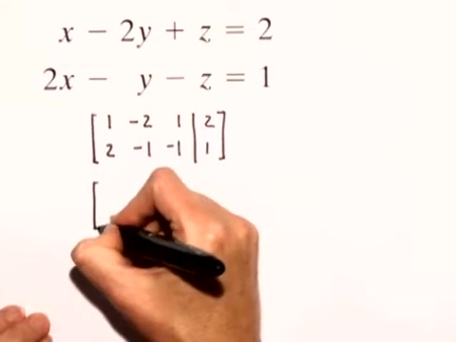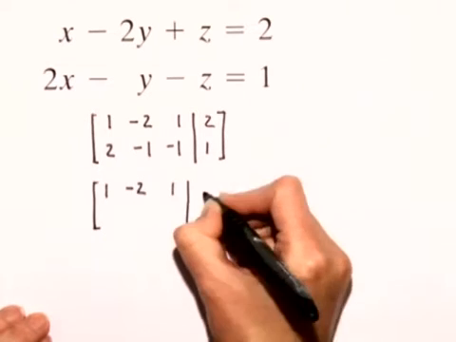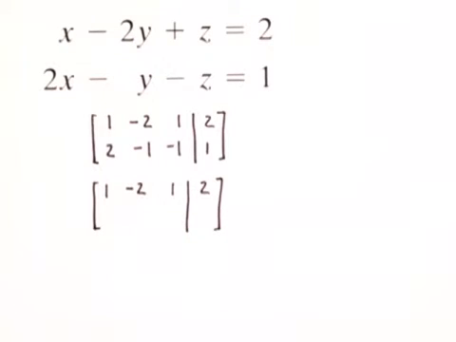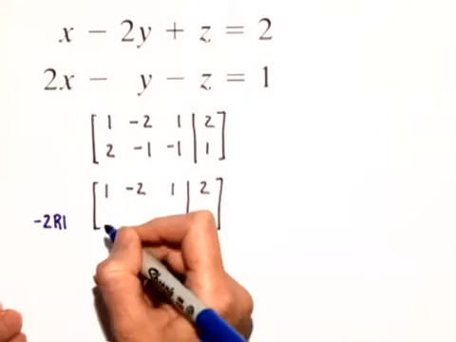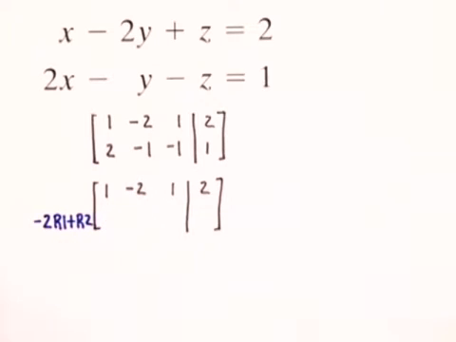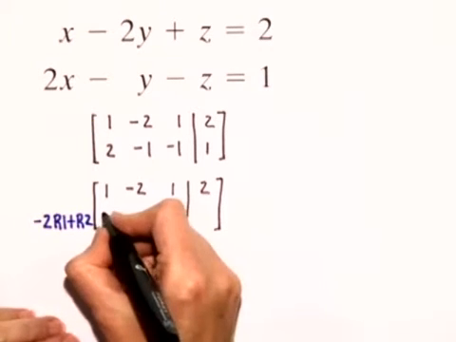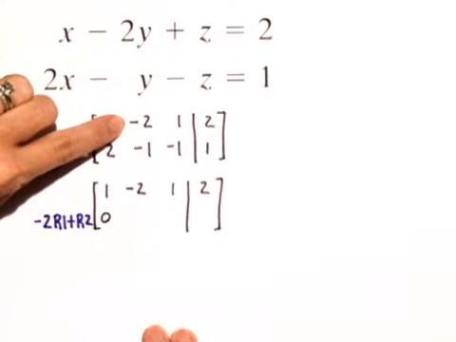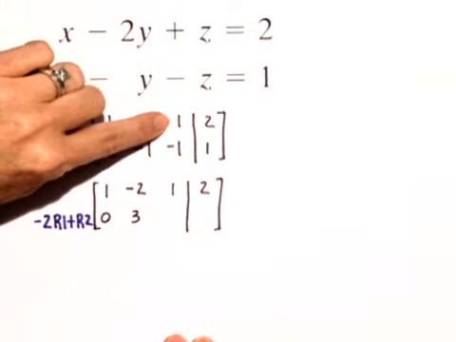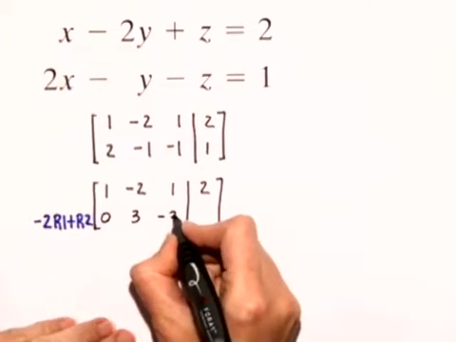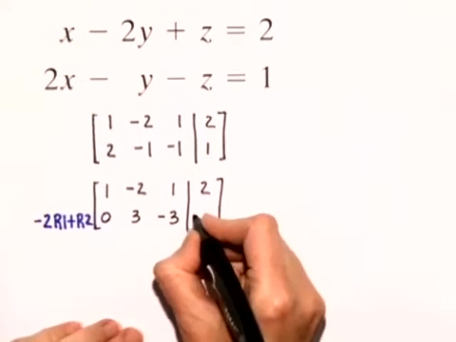Remember, as I perform this operation, I'm not changing row 1. Row 1 stays the same: 1, -2, 1, 2. What I am changing are the elements in row 2. I'm taking -2 times row 1, and I'm adding it to row 2. So let's do that. -2 times 1 is -2, plus 2 gives me 0. -2 times -2 is 4, plus -1 gives me 3. -2 times 1 is -2, plus -1 is -3. And finally, -2 times 2 is -4, plus 1 gives me -3.